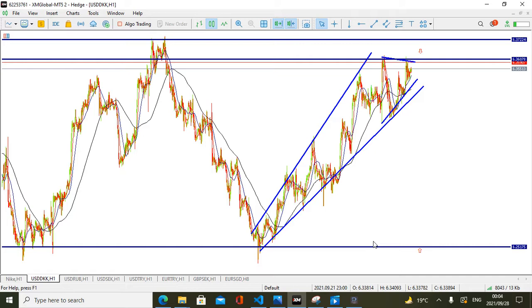So we're gonna go through a pattern I'm trading. It's the ascending broadening wedge. If you've never heard of it, this one's for you especially. I'm looking at trading the US dollar DKK and we're waiting for a breakout. So let's get into the technical bits of it.